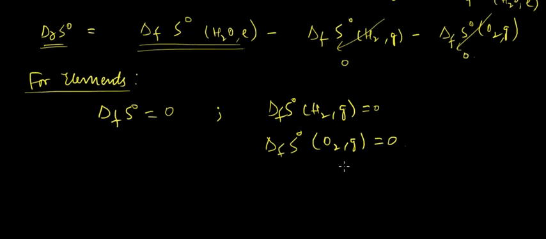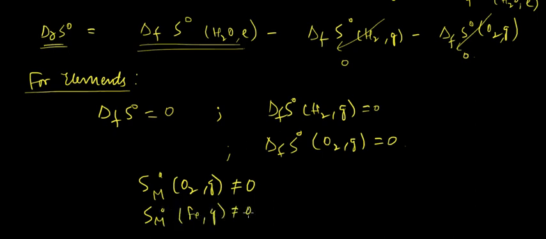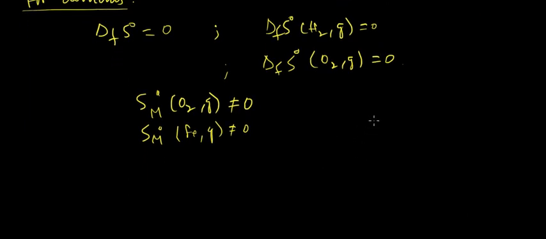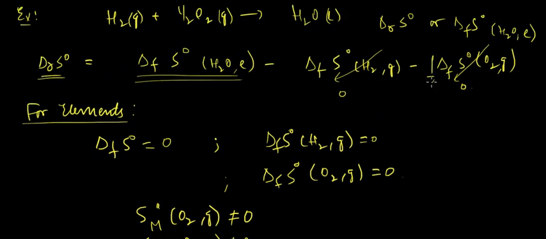Okay, but on the other hand, the molar entropy at standard state for O2(g) would not be equal to 0, and some other element would also not be equal to 0. Okay, so first of all this is half here, we have to also include the stoichiometric coefficient of O2(g) here.